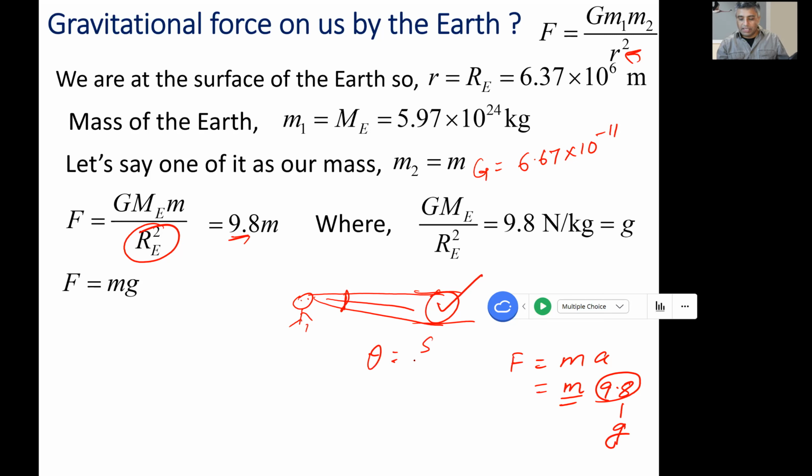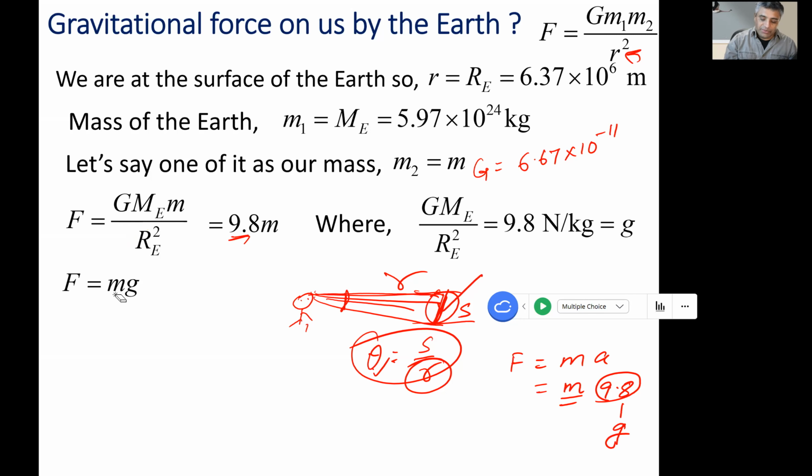Theta is S over R kind of thingy. Think about this as S, this as R, so you can find the angle. Or when you measure the angle in radians, you can tell what the R is, this distance here. There is another way to estimate the distance. Anyway, so you can estimate the sizes, okay?